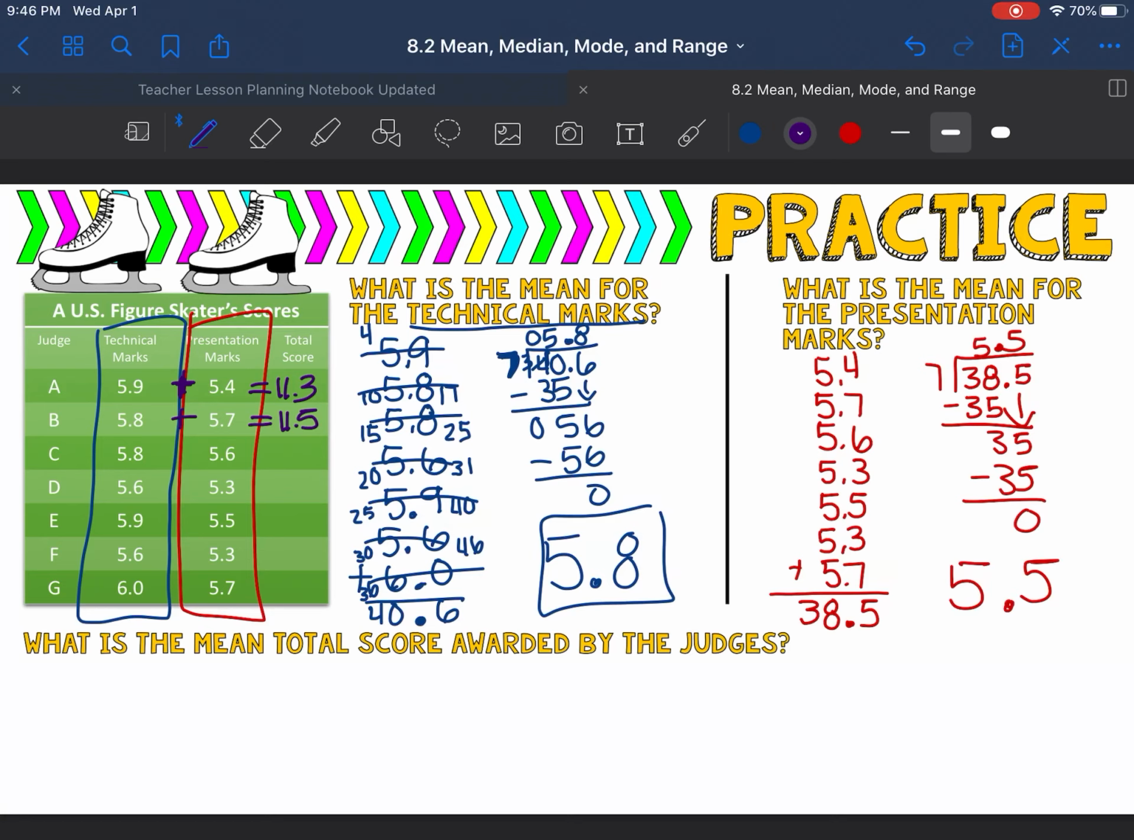So what I want you to do, if you would like, and I think you should, is pause this video and figure out what the mean for the total score, that last column, would be. Then unpause and see if you got it correct. All right, guys, welcome back. I hope you did it. I'm just going to do this quite quickly so you can see what your answers should have been.